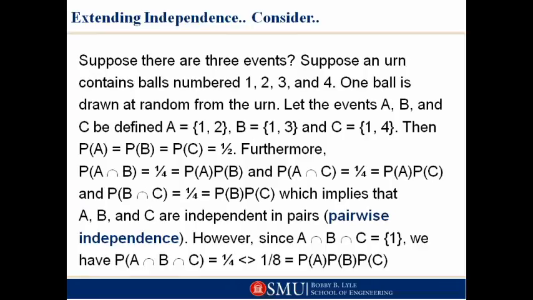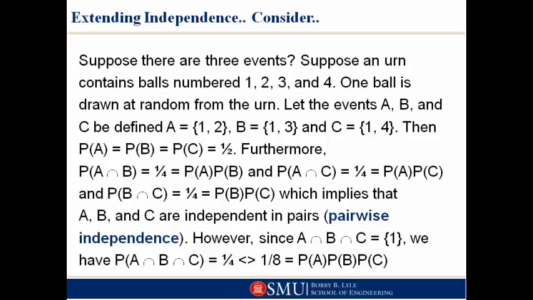Another wordy slide, sorry. This is mostly to make a point. Suppose there are 3 events. Suppose an urn, and I would tell you that the probability examples you find in lots of textbooks have urns in them. It's a big vase, or a big bowl, basically. Suppose an urn contains balls numbered 1, 2, 3, and 4. One ball is drawn at random from the urn.